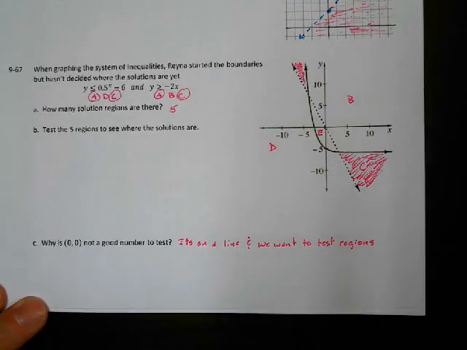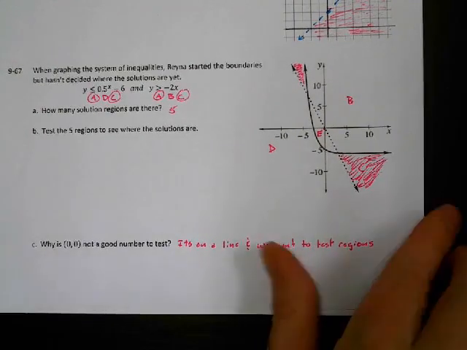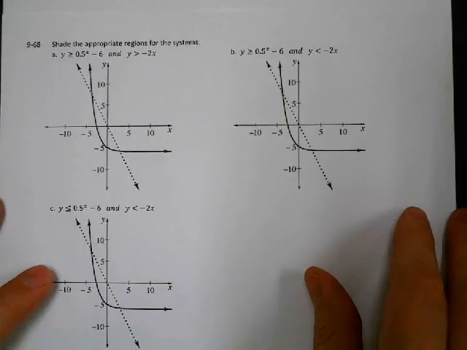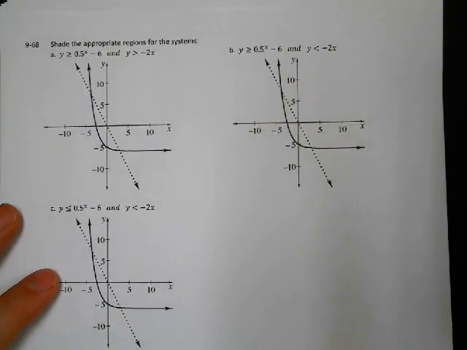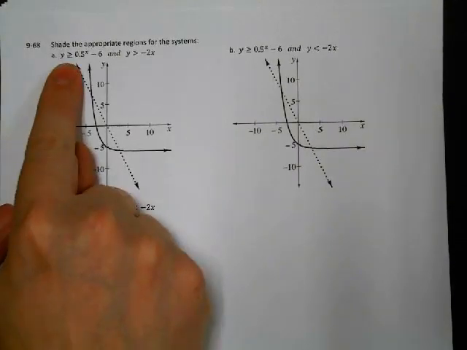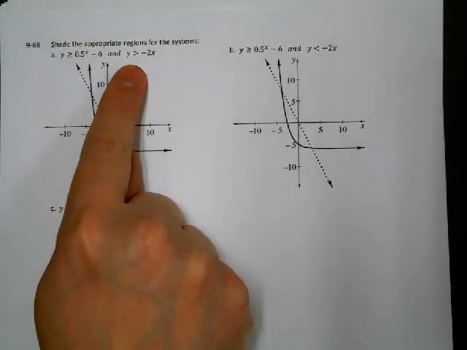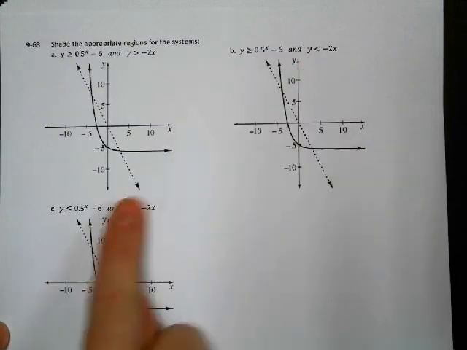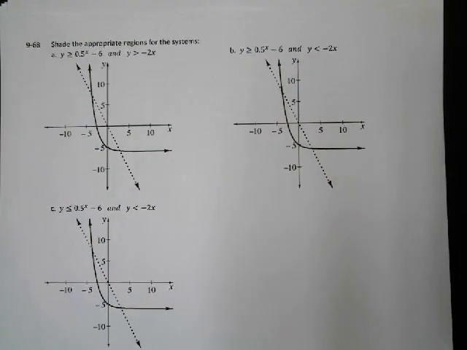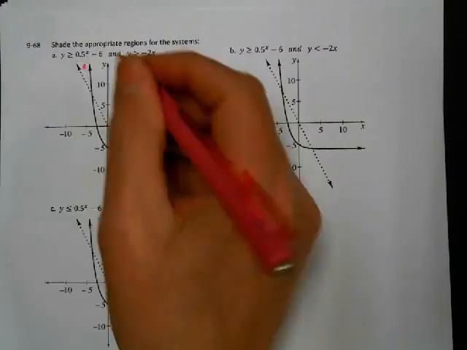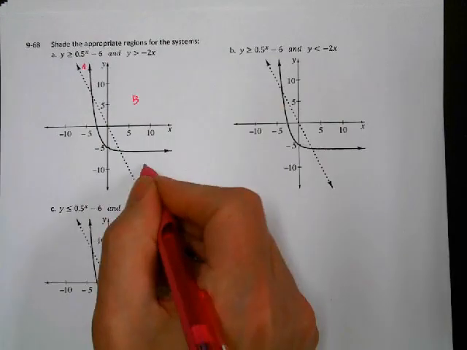All right, next page. We've got pretty much the same exact inequality here, but this time we switched around the inequality symbols a little bit on each of them. So it's the same exact ones, so let's just go ahead and label it the same. This one we're going to do A, B, C, D, and E in the middle here.